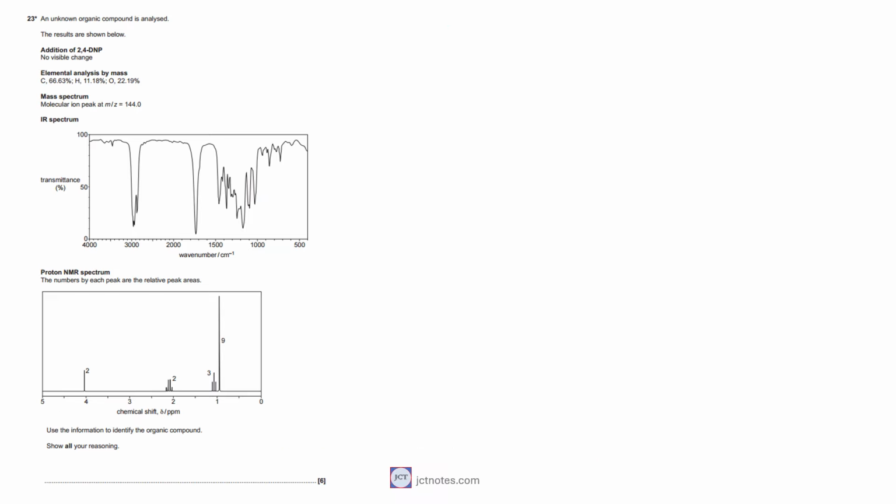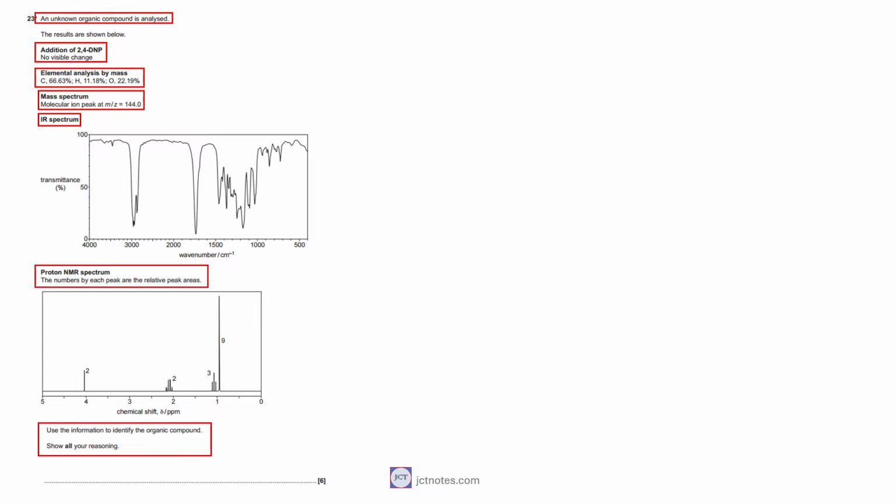In question 23, we are given the results of an unknown organic compound. We know that the addition of 2,4-dinitrophenol does not produce visible change. We are given the elemental analysis by mass. The mass spectrum shows a molecular ion peak at m/z equals 144. We also have the infrared spectrum and the NMR spectrum. With this information, we are asked to identify the organic compound, showing our reasoning.